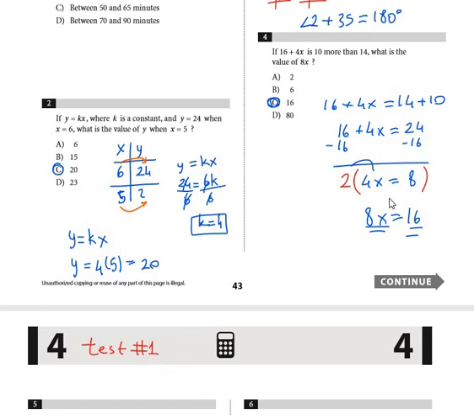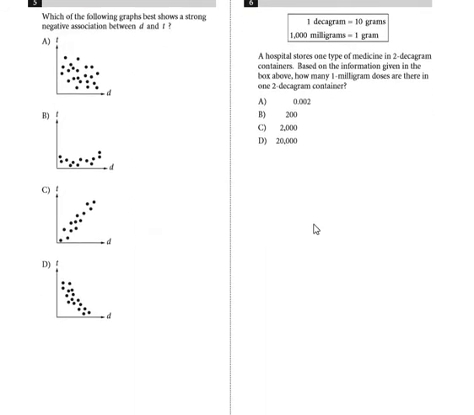Okay, next question. Number 5. Which of the following graphs best shows a strong negative association between D and T? So what we are looking for is negative association and strong.